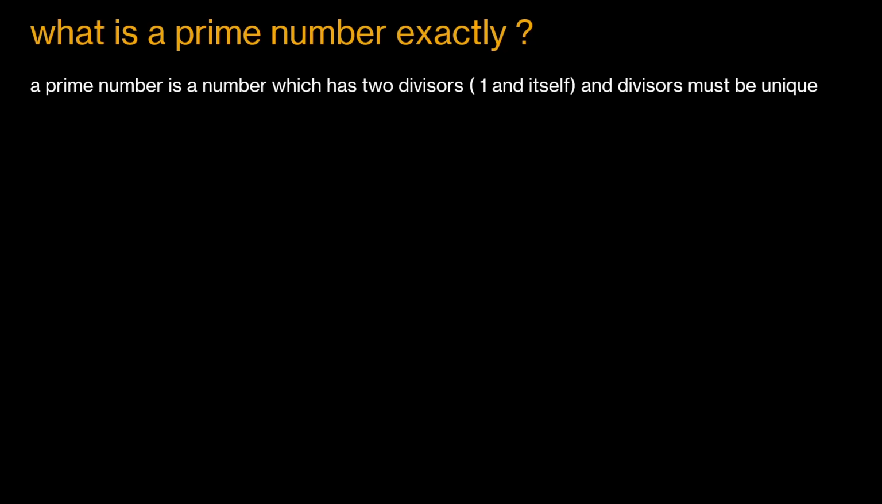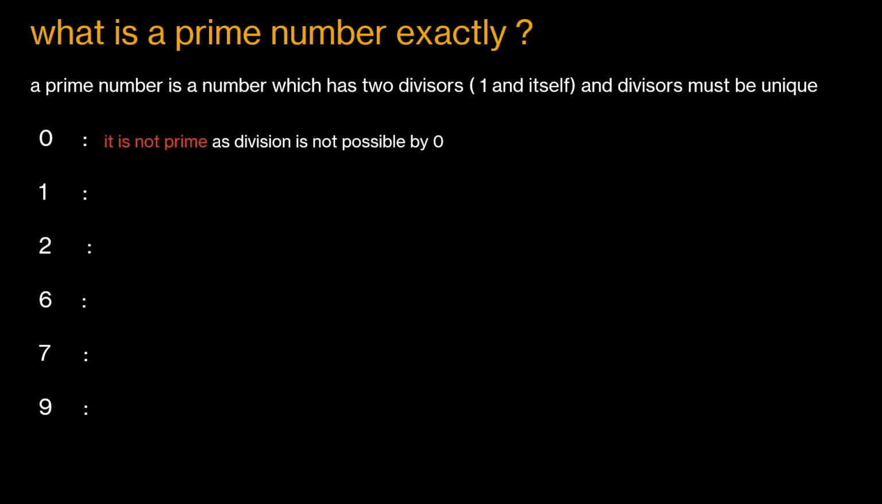A prime number is a number which has two divisors, one and itself, and divisors must be unique. Consider examples 0, 1, 2, 6, 7, 9, which are numbers. 0 is not a prime as division is not possible by 0. 1 is not prime as there is only one unique divisor, which is 1. 2 has two numbers, 1 and 2, in between 1 and itself.